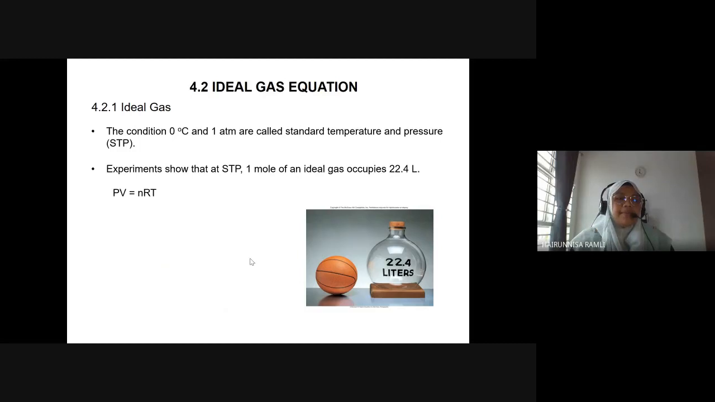So, macam mana kita nak dapat that value of R tu sebenarnya kan? Okay, that one actually came from the STP. I know you have learned this one in chapter 1. I hope you still remember STP, standard temperature pressure, where the temperature is 0 degree Celsius.